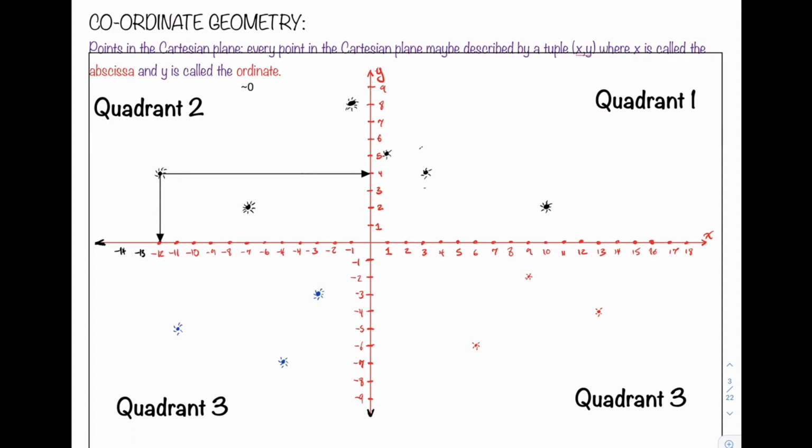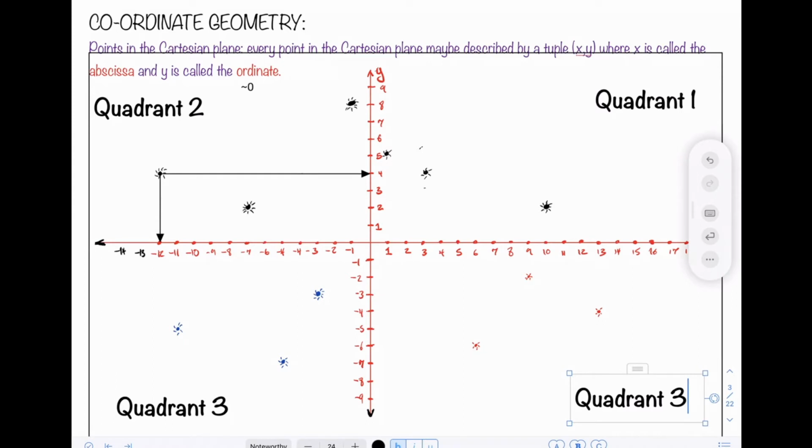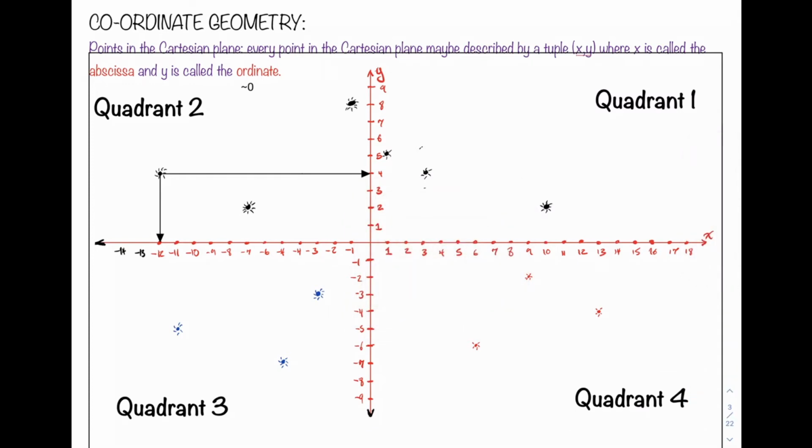And notice that because this intersection creates 4 different rectangular spaces, we call each of these rectangular spaces a quadrant. So here I have quadrant 1, here we have quadrant number 2, here is quadrant number 3, and over here, this one is mislabeled. Let's fix that one. This one should be quadrant number 4. Okay, nice.